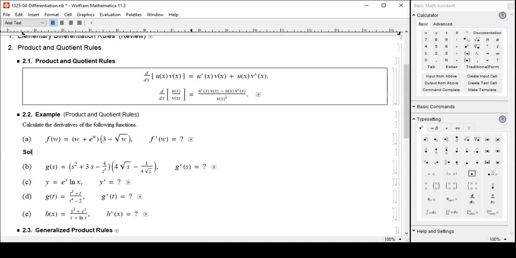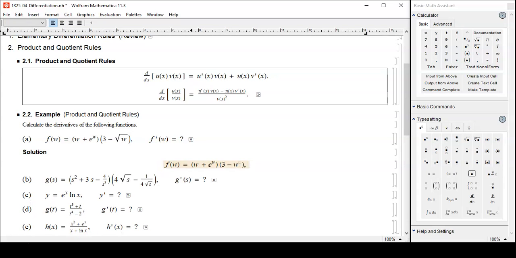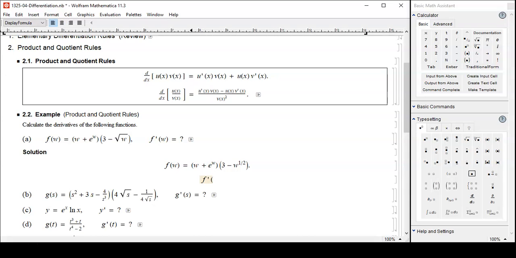Alright, here's the first problem. And this one is going to be better if I rewrite it in the power form. Okay, all right. Now, what is the derivative function? Well, it's a product, so we have to use the product rule. U prime v plus u v prime, like this.